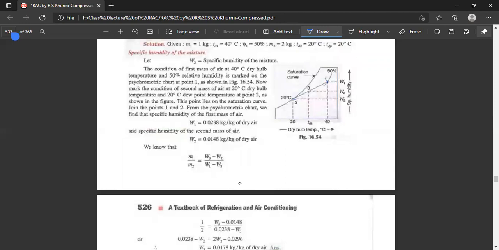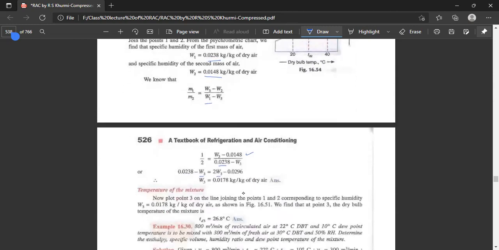So m1 divided by m2 is equal to W3 minus W2 divided by W1 minus W3, where m1 is 1 kg and m2 is 2 kg. W3 is unknown to us, W2 is 0.0148, and W1 is 0.0238. If we put in these values, we get only one unknown, W3, which can be calculated as 0.0178.